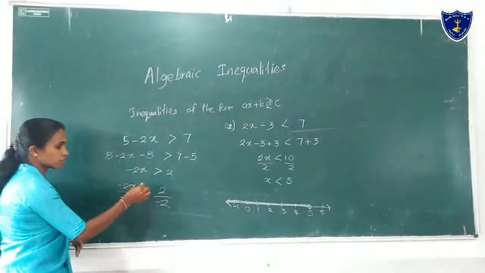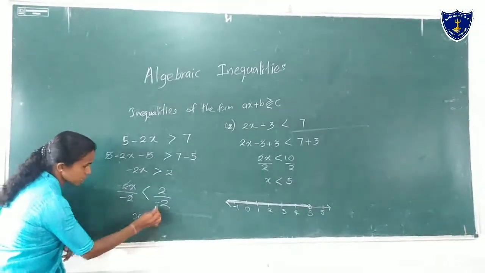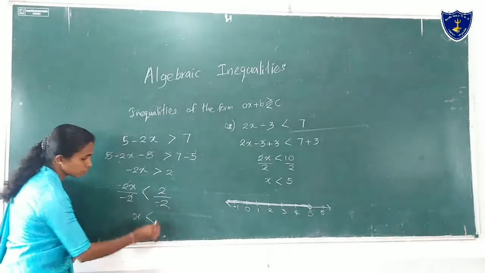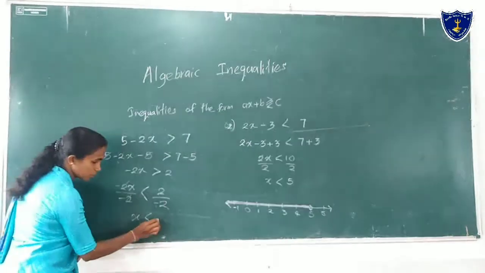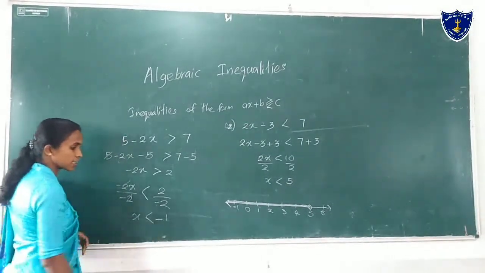So, do the next line: −2x divided by −2, and 2 divided by −2. You have to change the direction of the inequality symbol. So, x < 2 divided by −2. Positive divided by negative gives negative, so 2 by 2 is 1. So, x < −1.